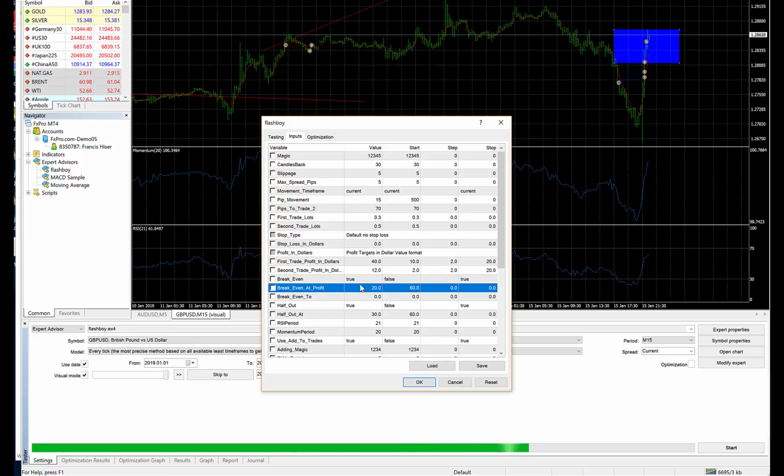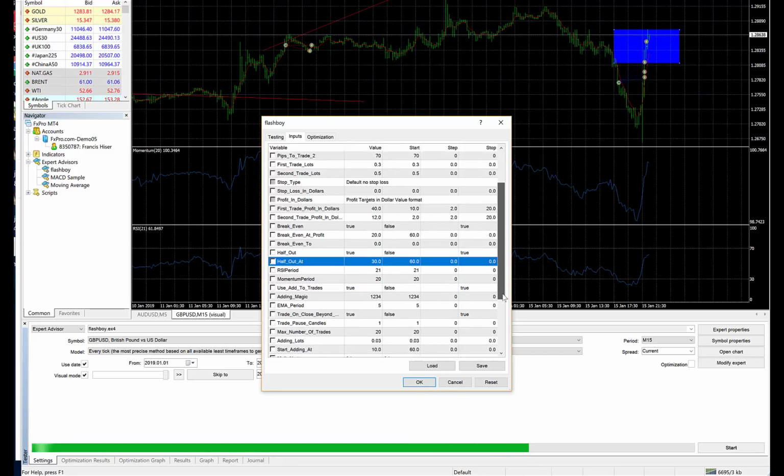We're going to use a break even. That means if we make $20, we're going to move our stop loss to break even. Making $20 on this robot with these settings is really easy. And then we're going to take half of our profit off the table once we make $30.